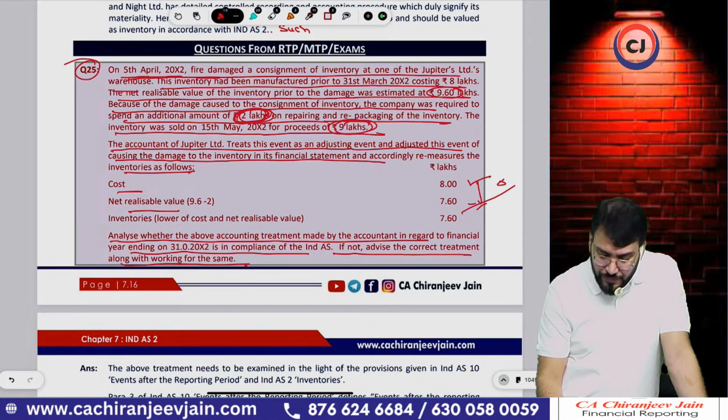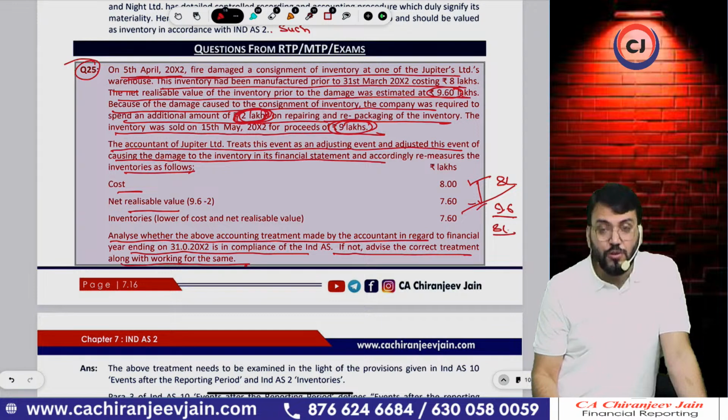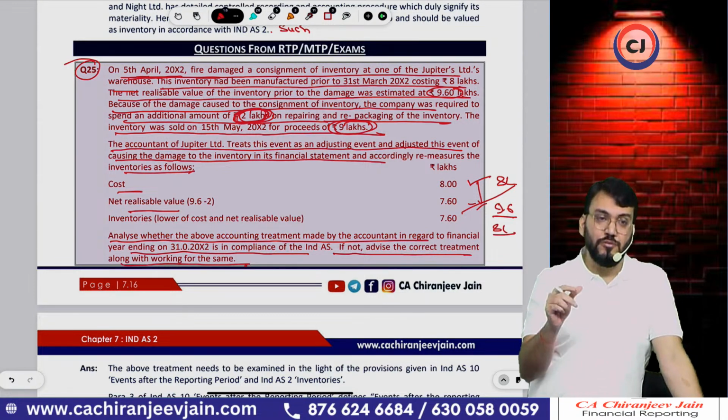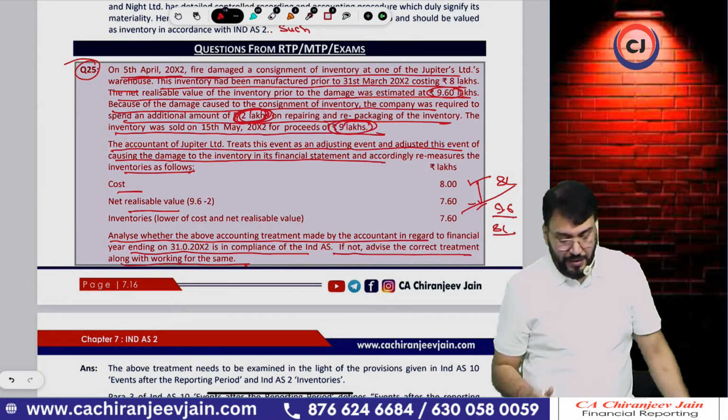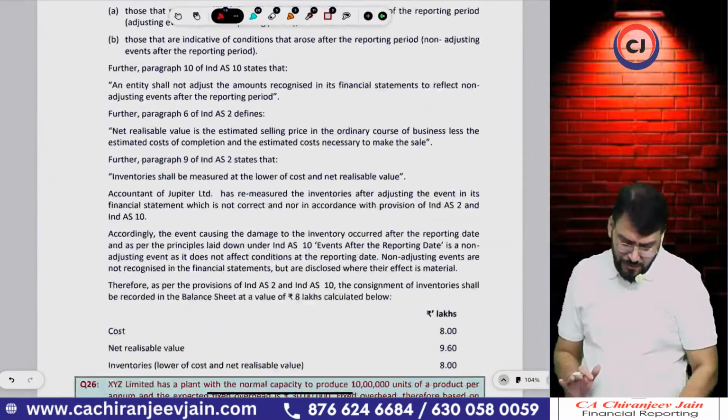What is the cost price? What is the NRV? 9.6, and this 2 lakh will not be deducted. So 9.6 against cost of 8 lakh. Therefore no write down. Therefore in the balance sheet the inventory will be shown at 8 lakh. Answer is given. Read it on your own.